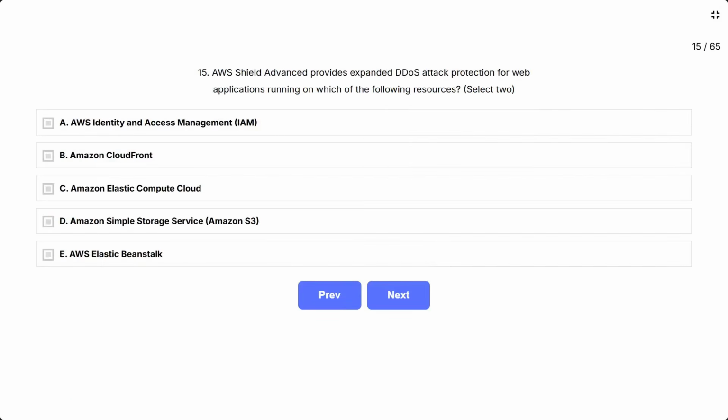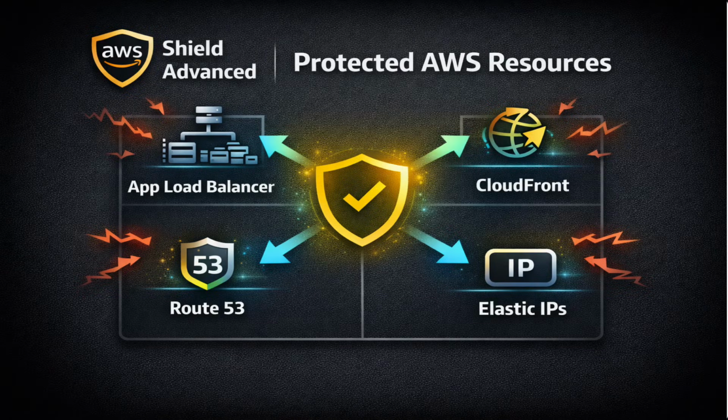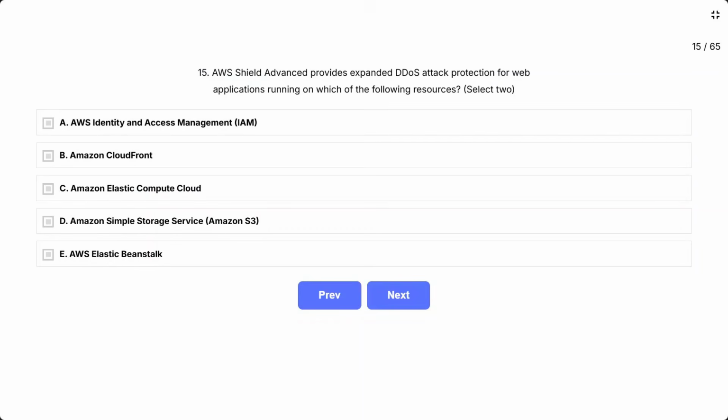Question 15. AWS Shield Advanced provides expanded DDoS attack protection for web applications running on which of the following resources? Select 2. The options are A, AWS Identity and Access Management, IAM. B, Amazon CloudFront. C, Amazon Elastic Compute Cloud. D, Amazon Simple Storage Service, Amazon S3. E, AWS Elastic Beanstalk. This question is asking you to identify which AWS resources can be protected by the paid AWS Shield Advanced service. You need to know the specific resource types that Shield Advanced supports for DDoS protection.